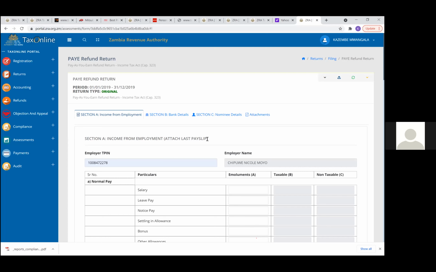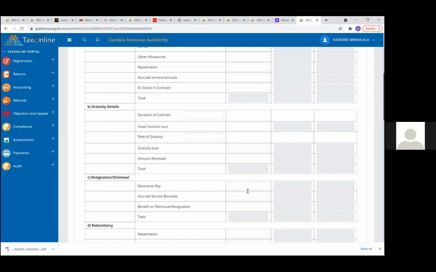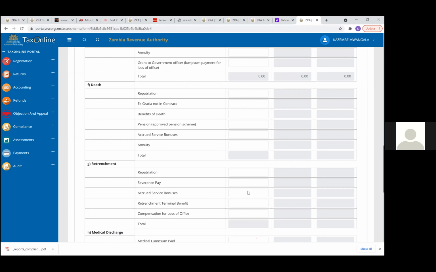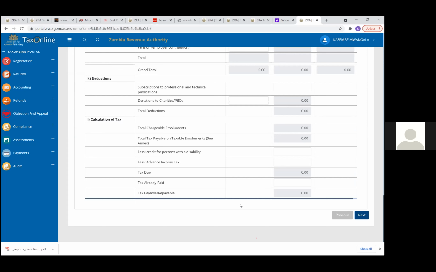But the rest of these fields, it's an if. I'm not saying they should be left blank. If you don't know how to fill it, you can leave it blank, provided you have attached the necessary attachments. Because now a ZRA officer, as they are assessing, will get the figures from the attachments. But if you are able to fill in this form, well and good.